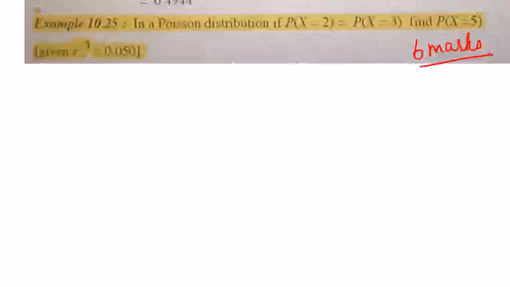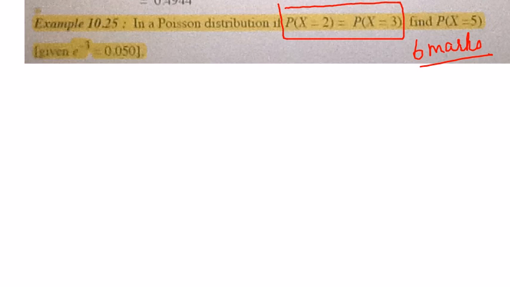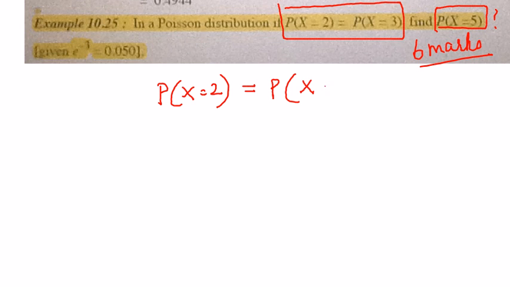Example 10.25, it is a 6 mark sum. They have given that P of x equal to 2 is equal to P of x equal to 3 in a Poisson distribution, and if that is the case, you have to find P of x equal to 5. Okay, so what have they given? Let's write down the given first. They have given P of x equal to 2 equal to P of x equal to 3.